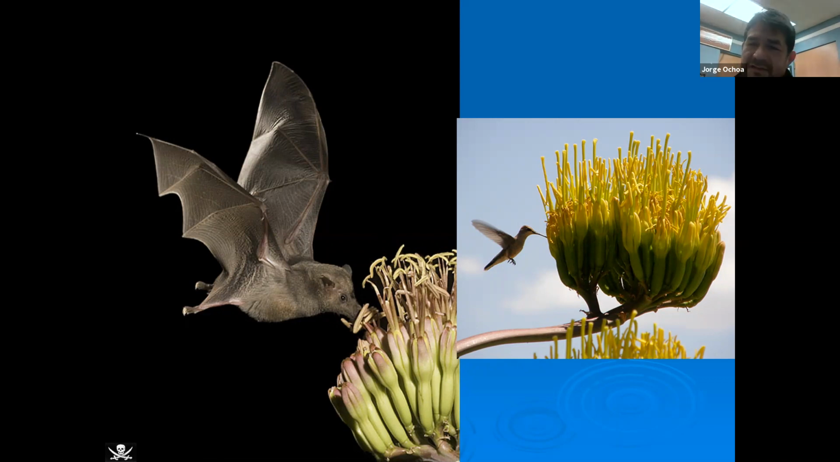And so the flowering of the agaves in the desert is going to coincide with the migration of some of these animals. So hummingbirds will migrate, and when they reach the new area or when they return, they're going to begin to feed, regain their energy by feeding on the nectar of agaves.